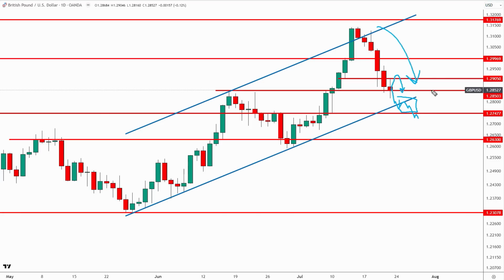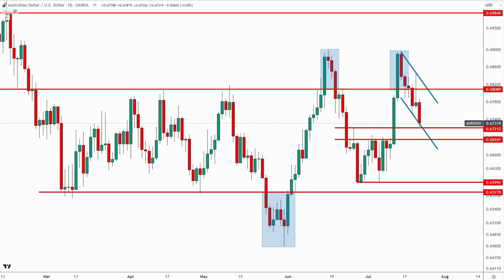Next up, let's talk about the Australian dollar, which we've had this range intact now between 0.68 and this area down here around 0.658. So this is the range that I mentioned recently. You can see we had a fake out below, we had the fake out above, and then another fake out above just recently.